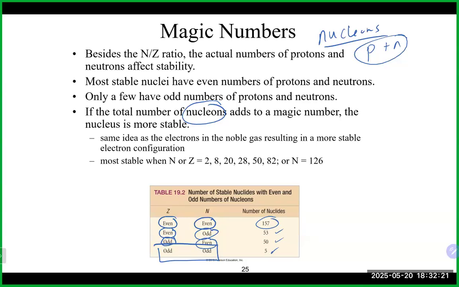So if either N or Z has 2, 8, 20, 28, 50, 82, and your Powerball number of 126 for neutrons. These are like hitting a noble gas configuration in terms of stability with electrons, and they're considered a nicely stable situation as well. So again, a lot of times the N to Z ratio and even or odd protons and neutrons are two things that we look at a lot in terms of stability.